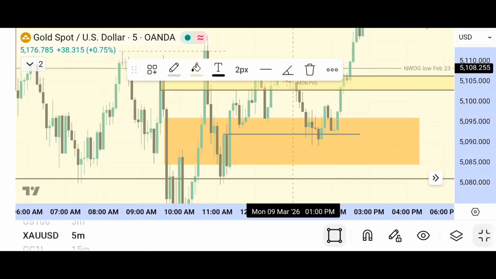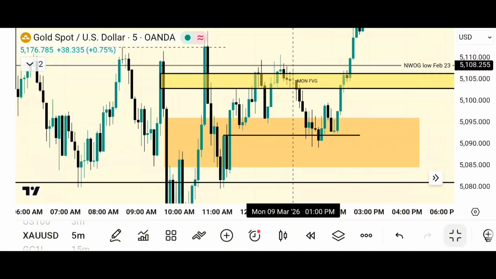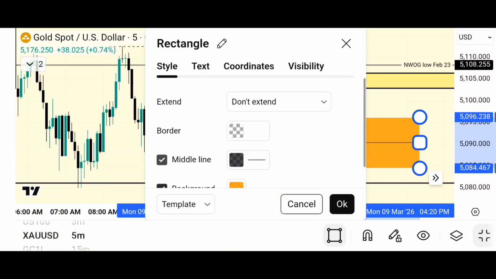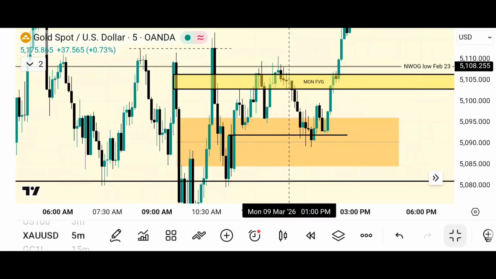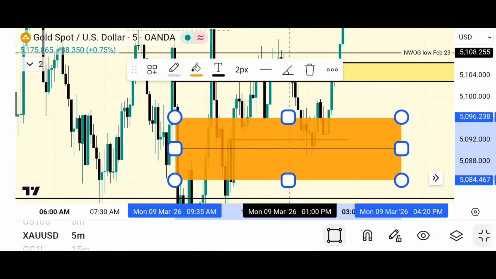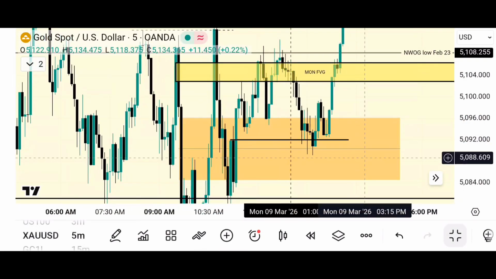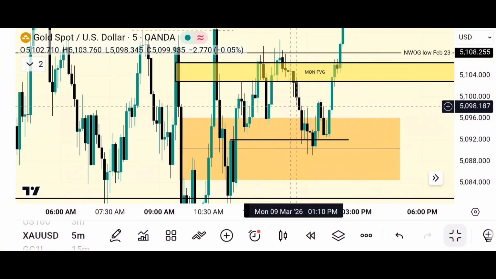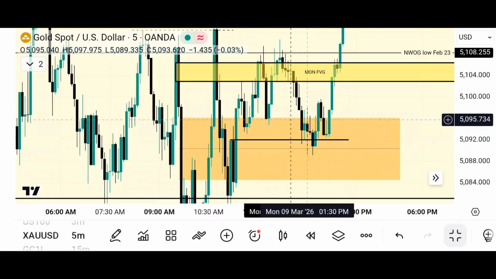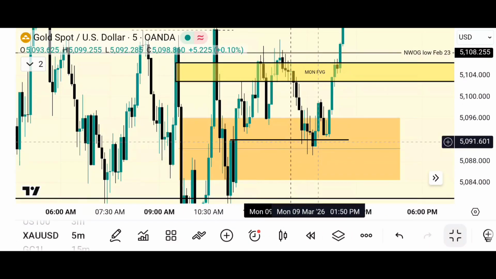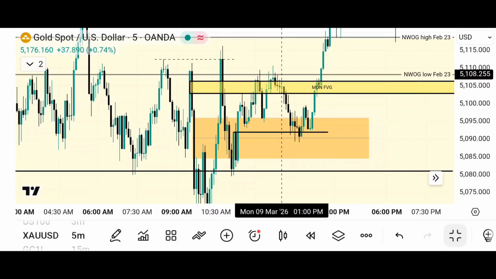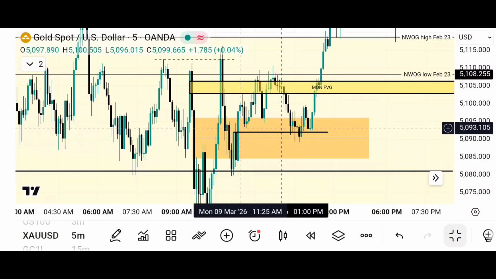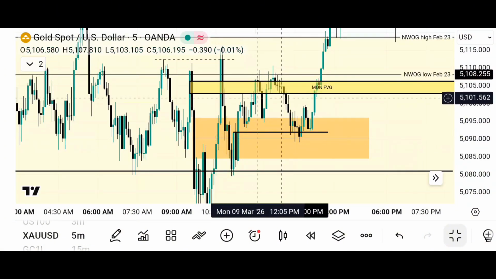So if I drop the midpoint of the inversion fair value gap, this is how it's going to look. You can see this faint line. This is the midpoint. So price is staying at the upper quadrant of the inversion fair value gap. That was also confirmation that price is bullish. So I was expecting a run up in price even during the New York AM session.